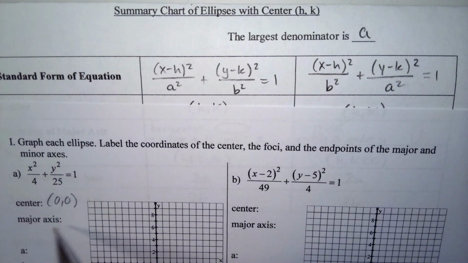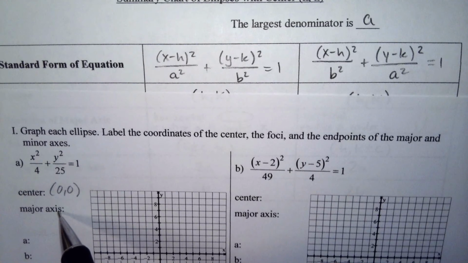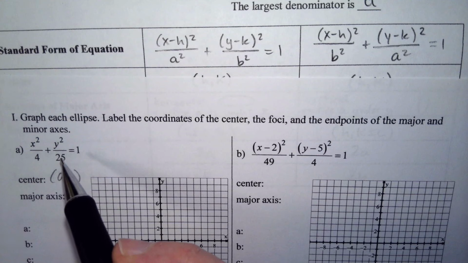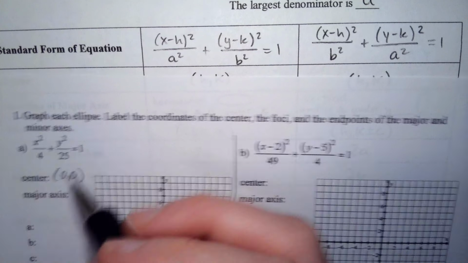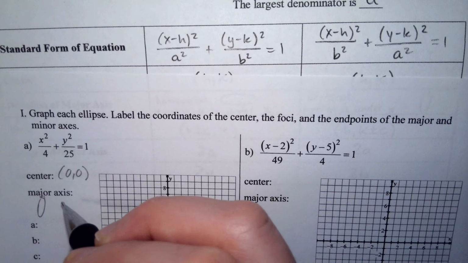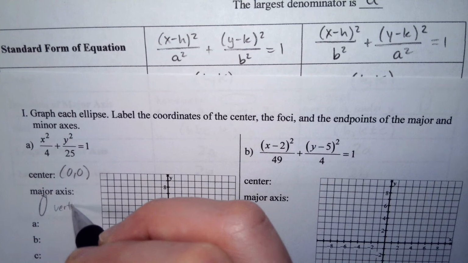The major axis. So, which way does this ellipse go longer, left, right, or up or down? Well, since the 25 is the bigger number, that's going to indicate that our major axis is going to be vertical. So I'm going to sketch it longer vertically, and it's going to go in the vertical direction.